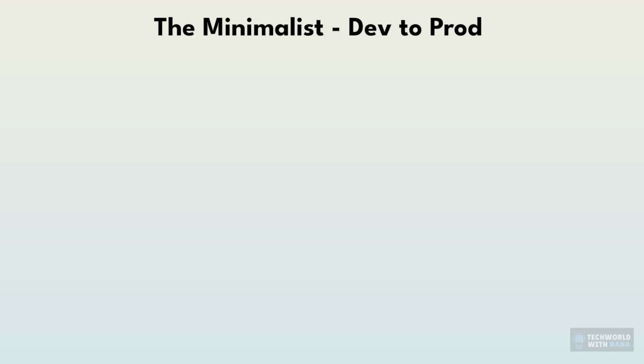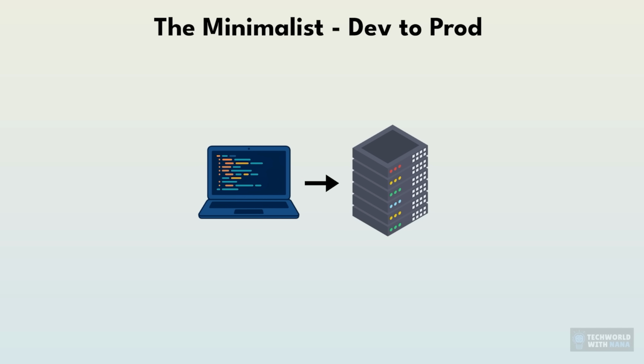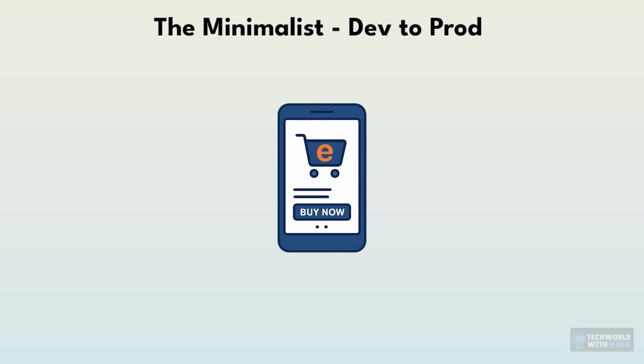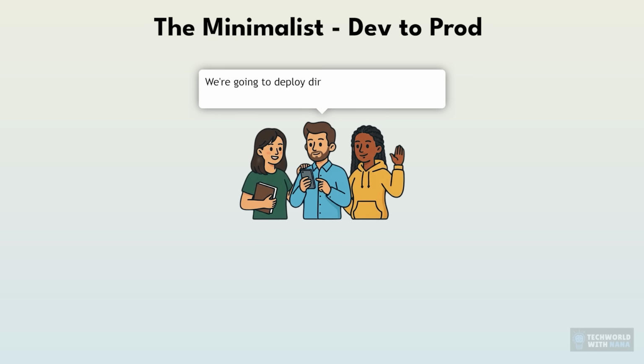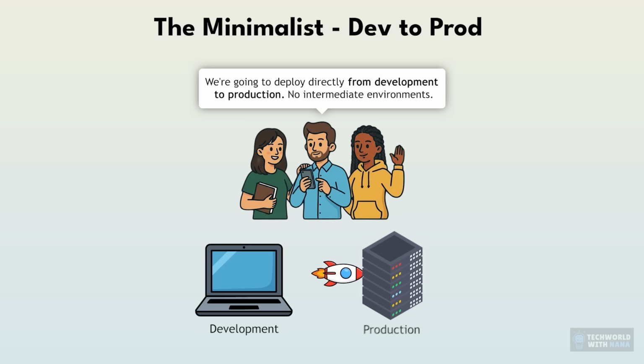So strategy 1 is the minimalist, development to production straight away. So let's go back to our e-commerce platform where your team decides we're going to deploy directly from development straight to the end users. No intermediate stages.